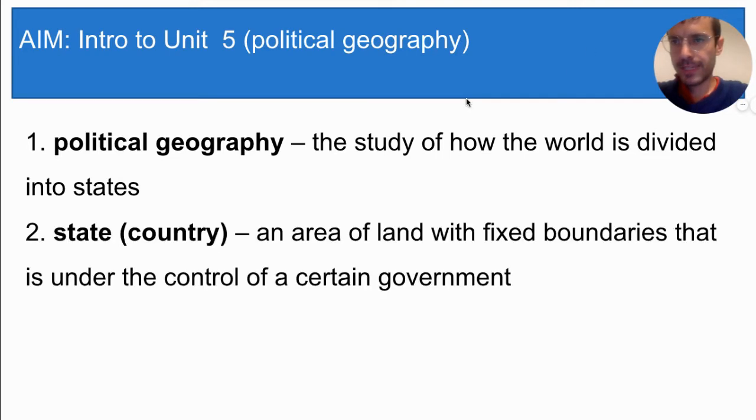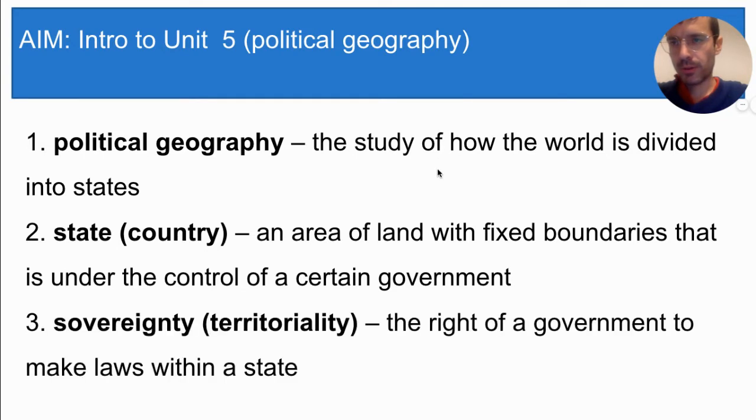The word state has several meanings, but in this unit, we're mostly going to use it as a synonym for the word country. A state or country is an area of land that has defined boundaries and is under the control of a specific government. So, within the boundaries or borders of a state, that state's government has the power to make decisions.